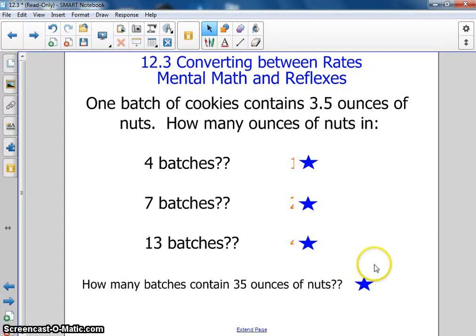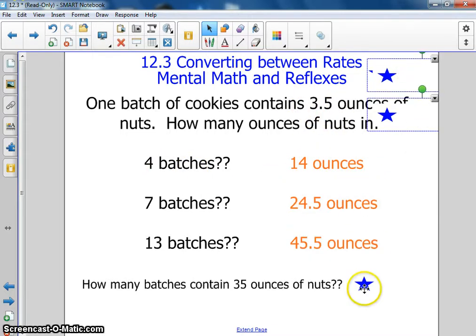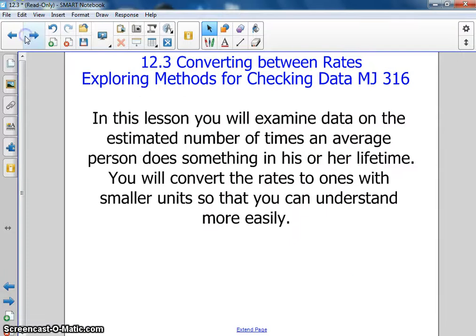All right. What about these? 1 batch of cookies contains 3.5 ounces of nuts. So in 4 batches, 3.5 times 4. 3 times 4 is 12. Half times 4 is 2. So 12 plus 2 is 14. Try these two. Okay. What about how many batches contain 35 ounces of nuts? Try that. That was 10.